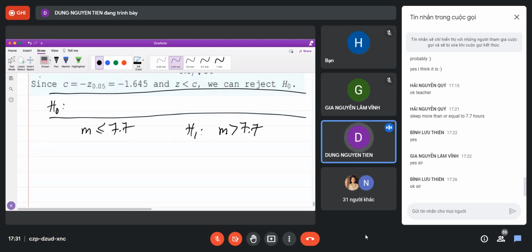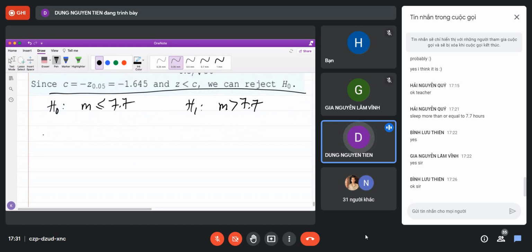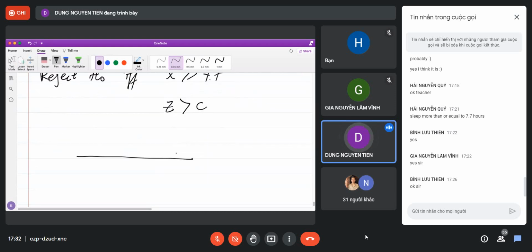Then you will reject the null hypothesis if X bar is much greater than 7.7, or let's say Z is greater than C. You can have a look at the graph here. Z is greater than C. The probability that Z is greater than C is alpha. That's why this tail is alpha, right? And you're still using the standard normal distribution, and this point is Z alpha. Is that clear, everybody? Is this all right?